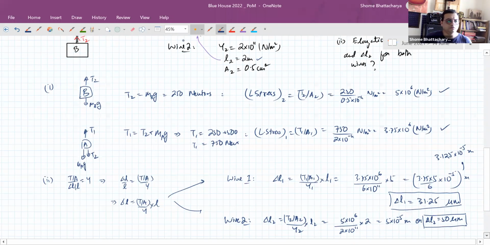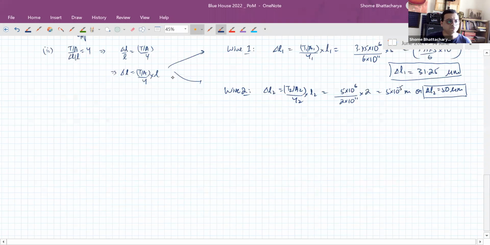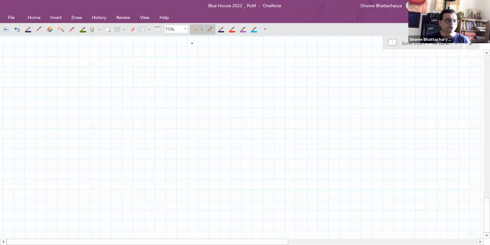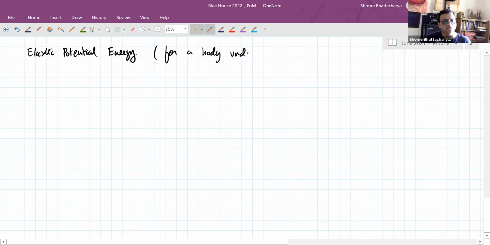Okay, now moving on. Another property of a body under stress or strain is that it stores what we call elastic potential energy. So let's understand how to develop the formula and expression for elastic potential energy. In this case, we'll discuss first for a body under longitudinal strain.